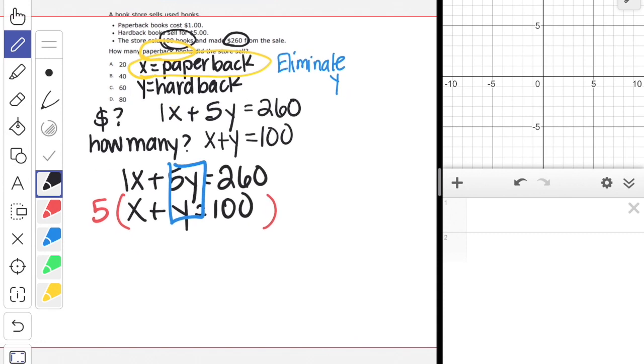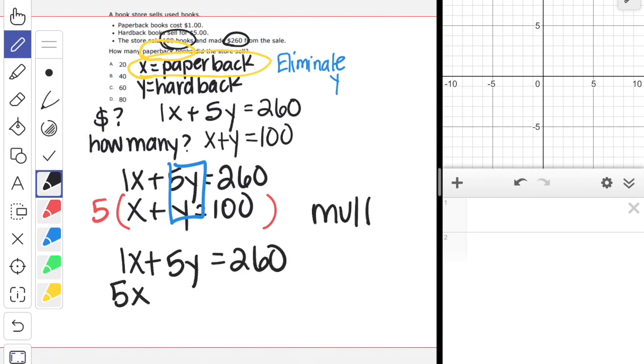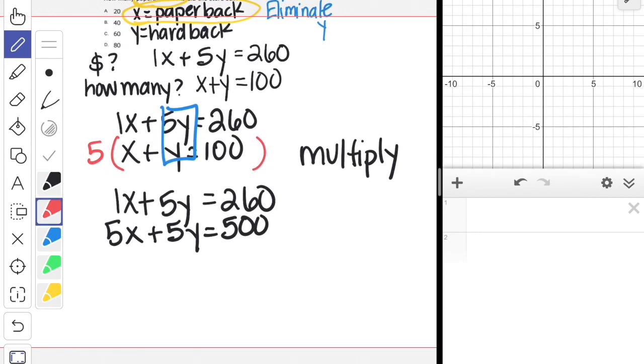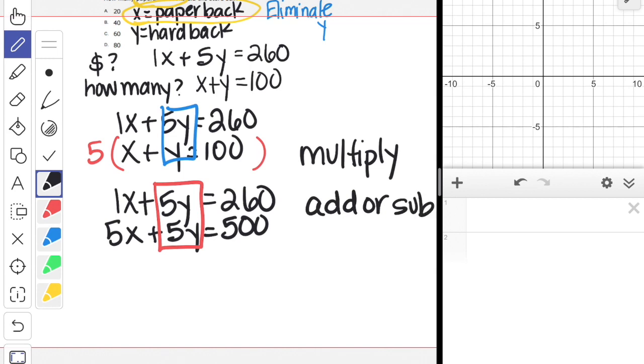So when I rewrite that, that's going to give me 1x plus 5y equals 260. Then we're going to multiply right here, and when we multiply, we get 5x plus 5y equals 500. We're still going to eliminate the 5's, but we have to decide whether to add or subtract. We're going to subtract, because if we add, we get 10y. If we subtract, we get 0, and that's the one we want.